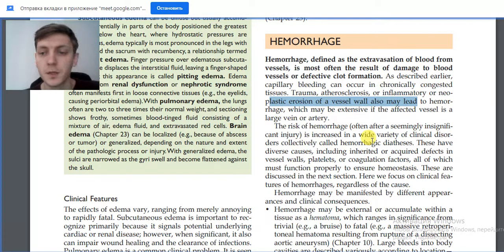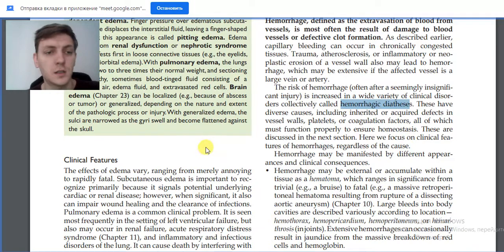diathesis. We'll discuss hemorrhagic diathesis in the next lecture. They have diverse causes, including inherited or acquired defects in the vessel walls, platelets, or coagulation factors, all of which must function properly to ensure hemostasis. Later we'll discuss the factors of hemostasis and the normal activity of these clotting factors, and then you can figure out what we discuss right now.